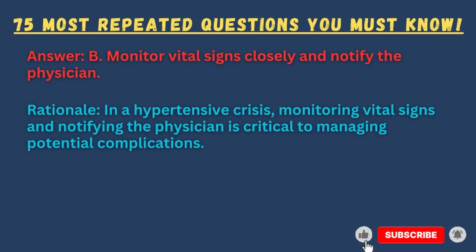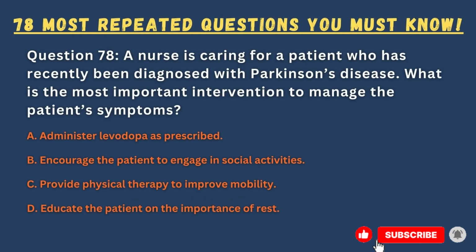Answer: B. Monitor vital signs closely and notify the physician. Rationale: in a hypertensive crisis, monitoring vital signs and notifying the physician is critical to managing potential complications. Question 78. A nurse is caring for a patient who has recently been diagnosed with Parkinson's disease. What is the most important intervention to manage the patient's symptoms?